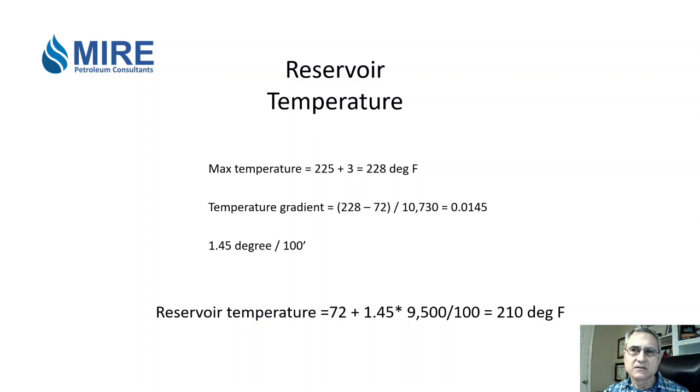So the original reservoir pressure should have been around 4,400 pounds per square inch, and the temperature is 210 degrees. So even though we don't have direct measurements, we can get an estimate of these two reservoir properties when we're doing our reserve calculations. It's very important. You have to use all the data when you're evaluating your reserves.